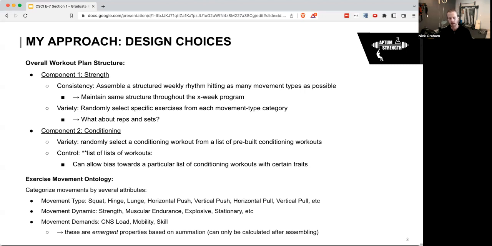And then I also had to come up with a library of exercise movements and come up with an ontology for how to classify these. So I chose to do it by kind of three broad categories. The first is type. The second is what I call dynamic. And then the third I call demands.